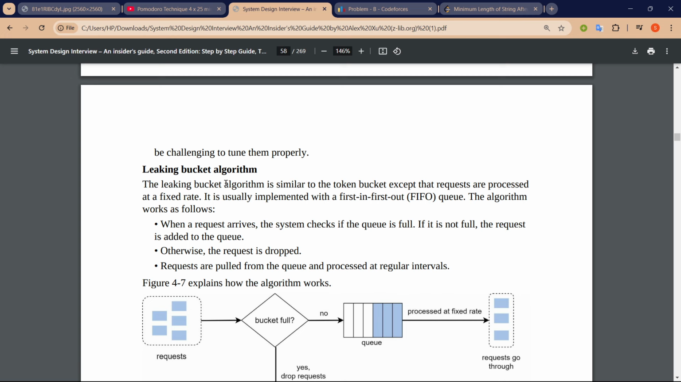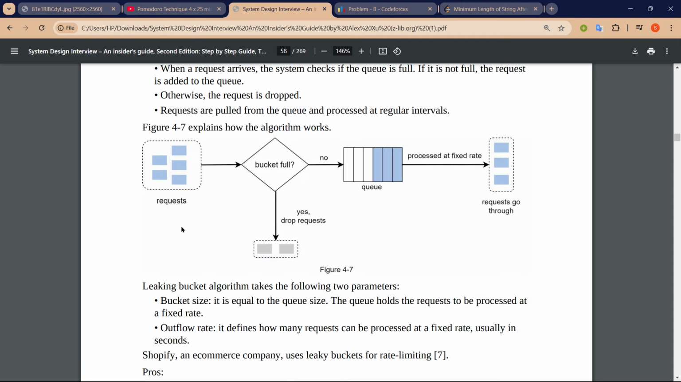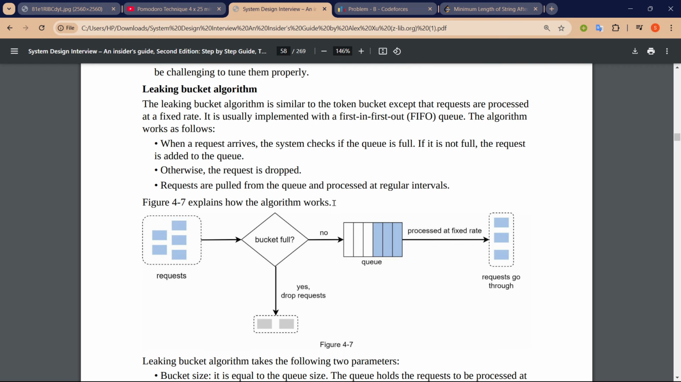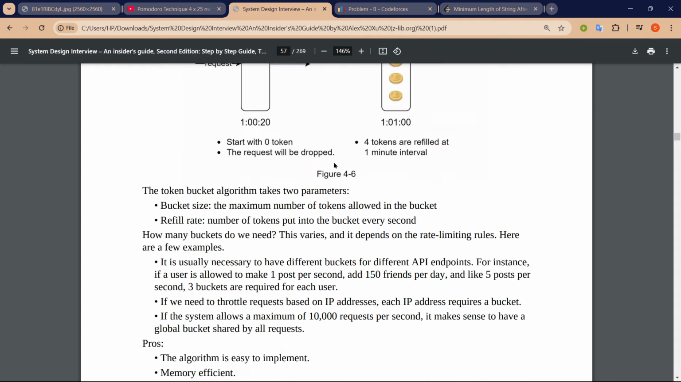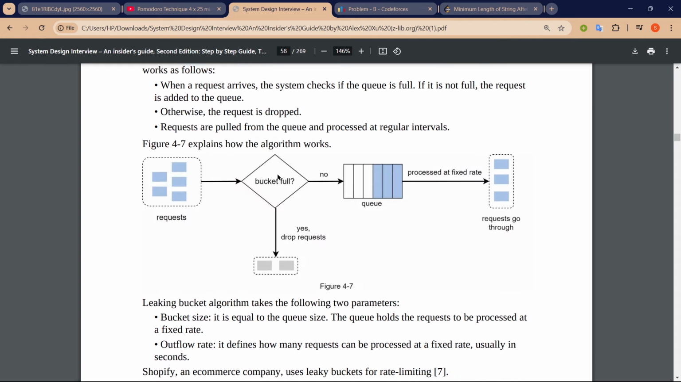When a request arrives, the system checks if the queue is full. If it is not full, the request is added to the queue. Otherwise, the request is dropped. Requests are pulled from the queue and processed at regular intervals. So the difference here is that everything happens at regular intervals and at a fixed rate, and in the token bucket there was nothing like that. It was just buckets and tokens. So we have some requests, and if the bucket is not full we put them in the queue and they are processed at a fixed rate in FIFO order.